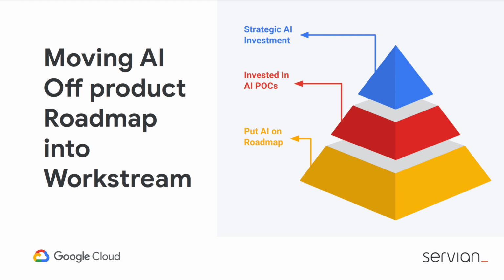So with that said, let's look at how we move AI off your product roadmap and into workstreams. What I've found is that it's typically good for organizations to start with putting AI onto the roadmap, because you don't need a lot of executive support or execution effort. It's simply about putting it on your roadmap and making sure it happens. From there, we start seeking support from execution or management to invest in some AI POCs, or proofs of concept.